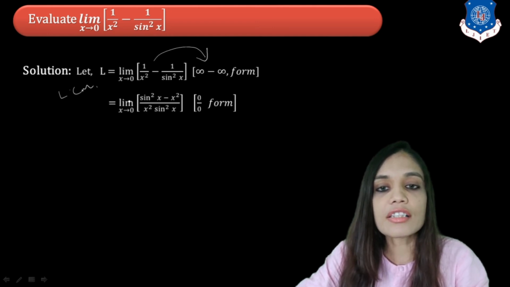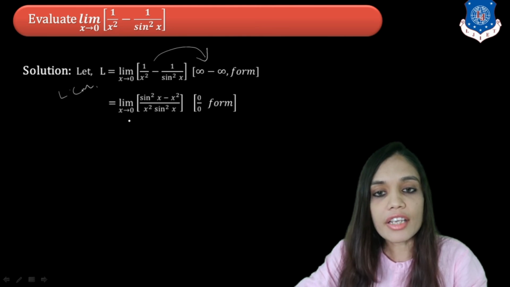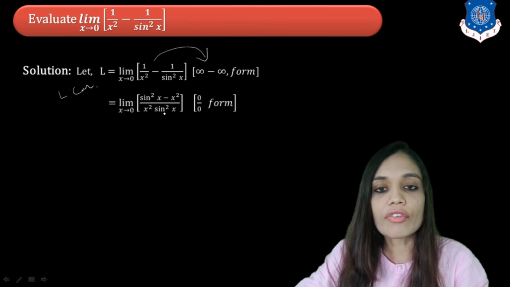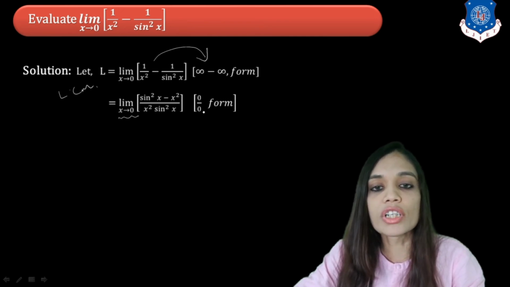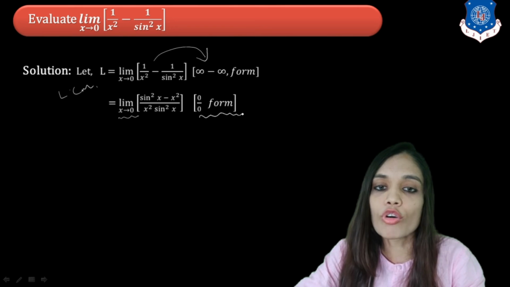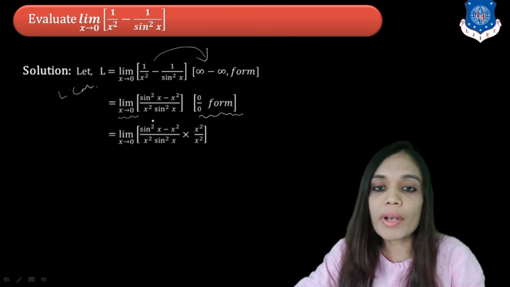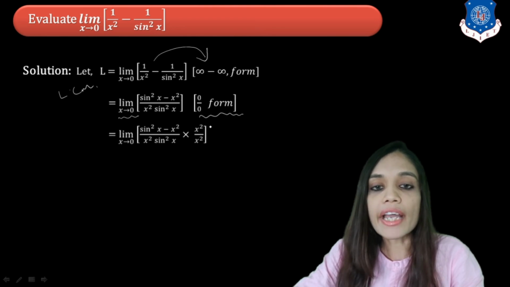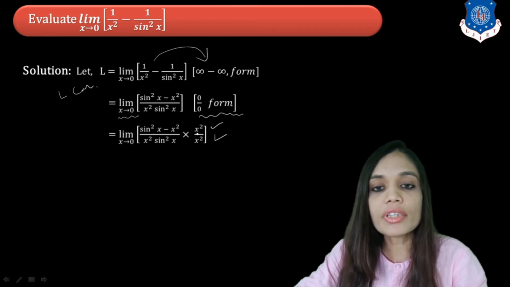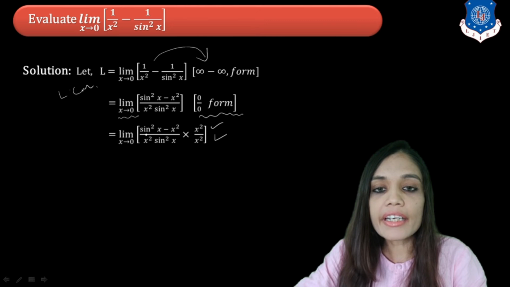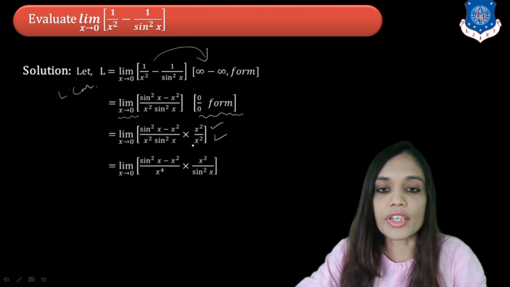So on taking LCM, you will get limit x tends to 0, sine square x minus x square upon x square sine square x. Now if you put x equal to 0, you will get 0 by 0 form. Now before applying L'Hopital's rule, we will multiply and divide by x square to make our sum easier. So on multiplying and dividing, you will get this expression.